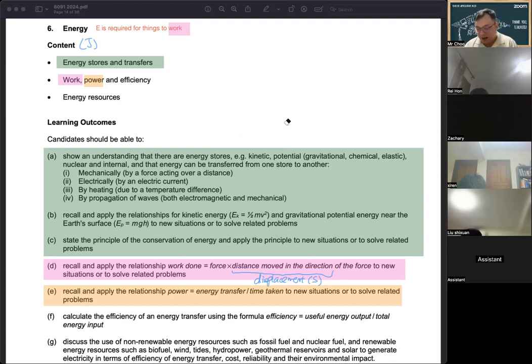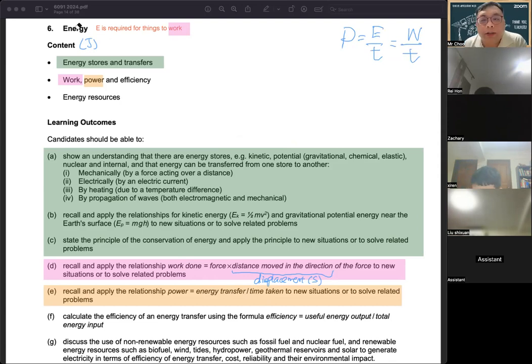Okay, so we know that power, you look at this formula here, is energy transferred over time. And we are also convinced that energy and work are the same. So you can also say that it's work over time. Okay, so what is the meaning of power?